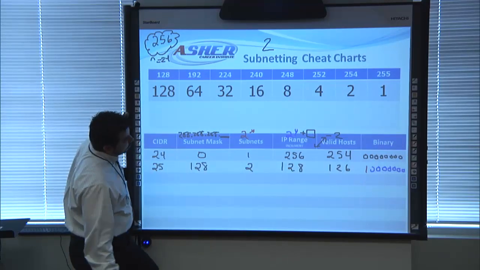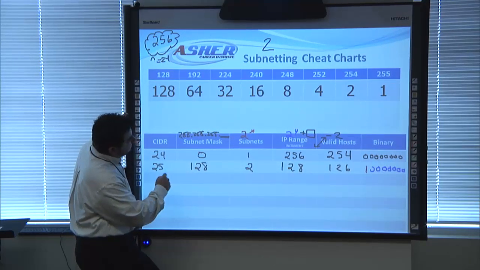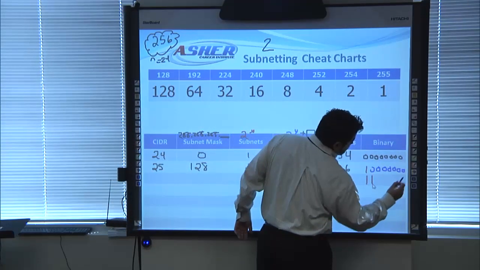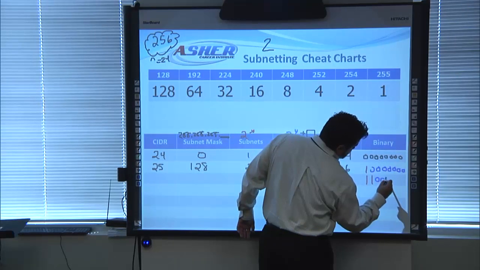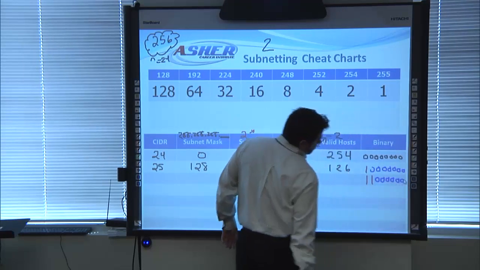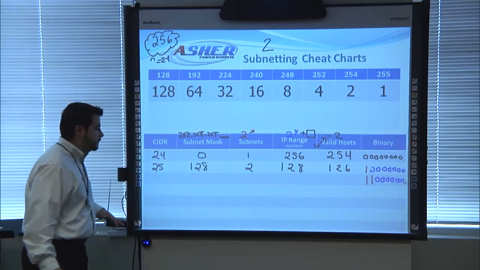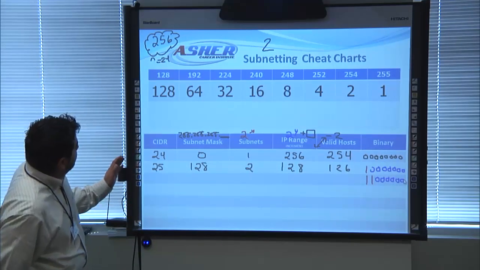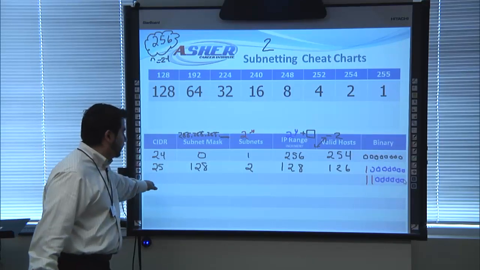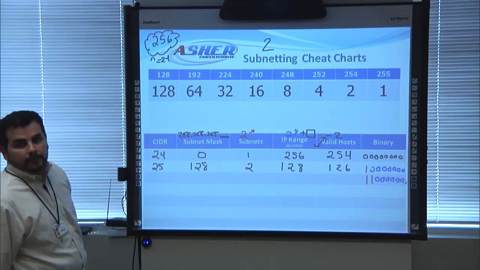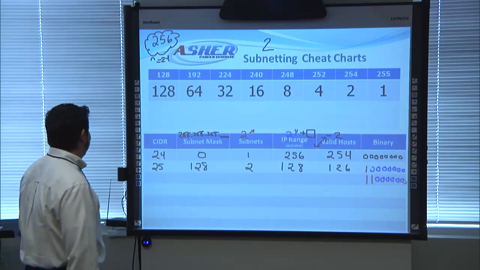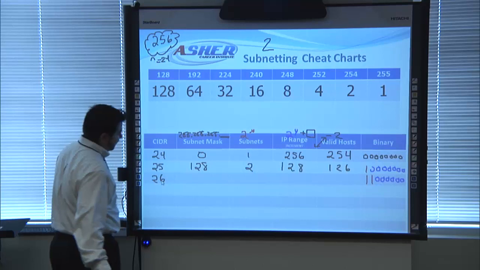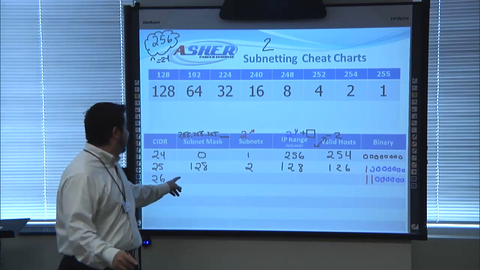All right. So let's borrow now 2 bits. We borrowed 1 bit, so let's go ahead and borrow 2 bits now. If we borrow 2 bits, let's start with the CIDR. How many would the CIDR count be? 26. That's the tough math. I gave you the tough one. Okay. And then somebody else, what would be the subnet mask?